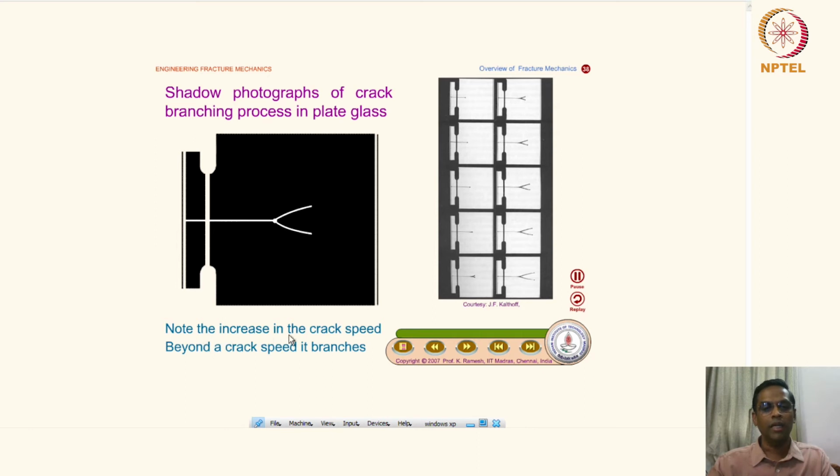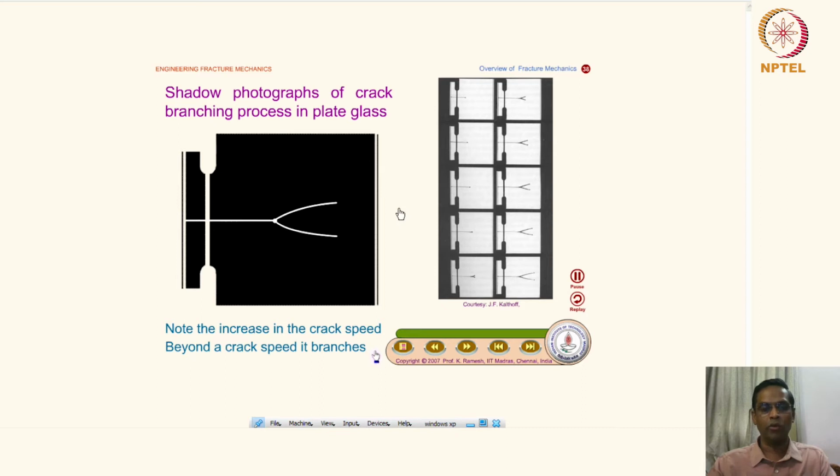Note that increase in the crack speed beyond the critical crack speed is bad. Beyond the critical speed, it branches. So that means at what stage does a crack tend to branch? This is again a very important question, and Griffith has provided a very nice solution for this. Okay, we will see later.